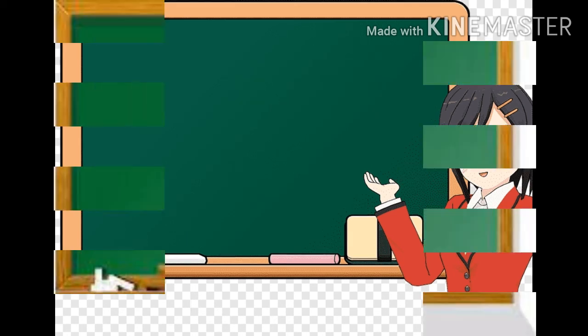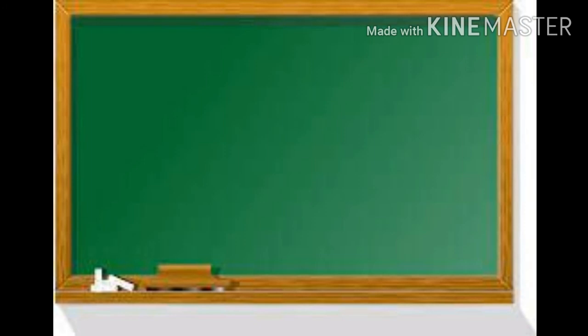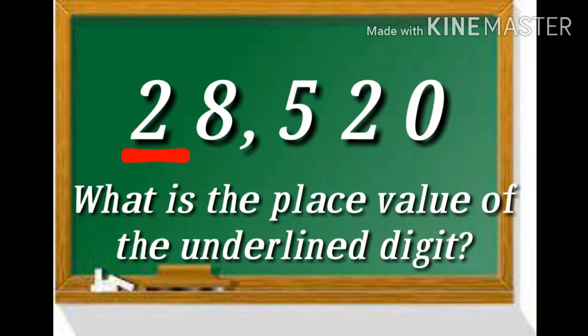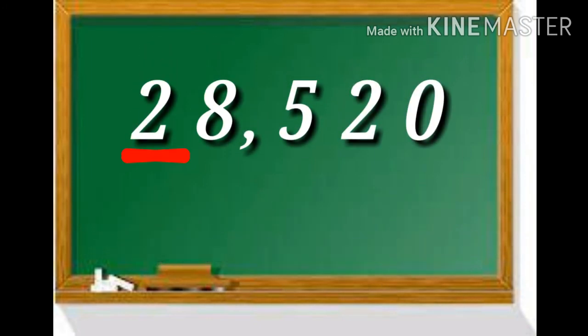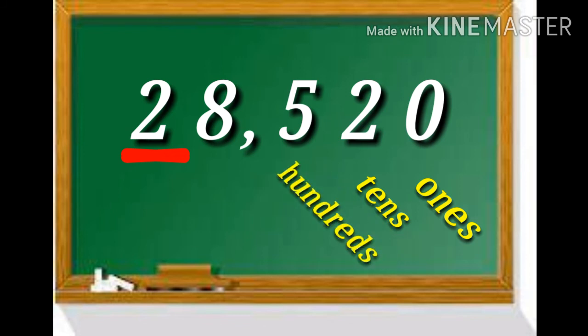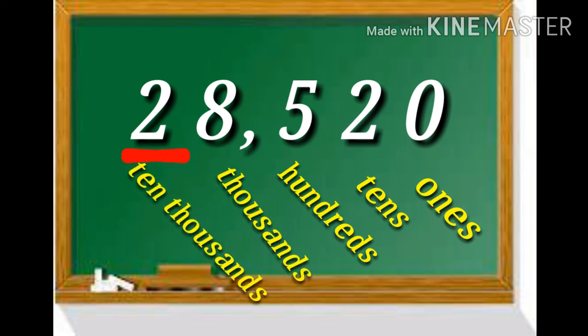Correct. Next example. What is the place value of the underlined digit? 0 has the place value of 1s, 2 has the place value of 10s, 5 has the place value of 100s, 8 has the place value of 1,000s, and 2 has the place value of 10,000s. So, the digit 2 has the place value of 10,000s, correct?